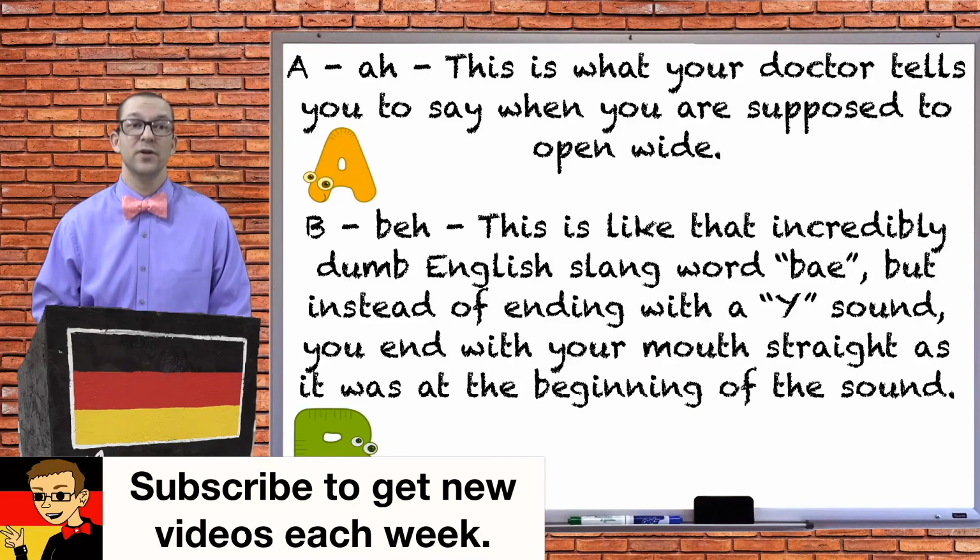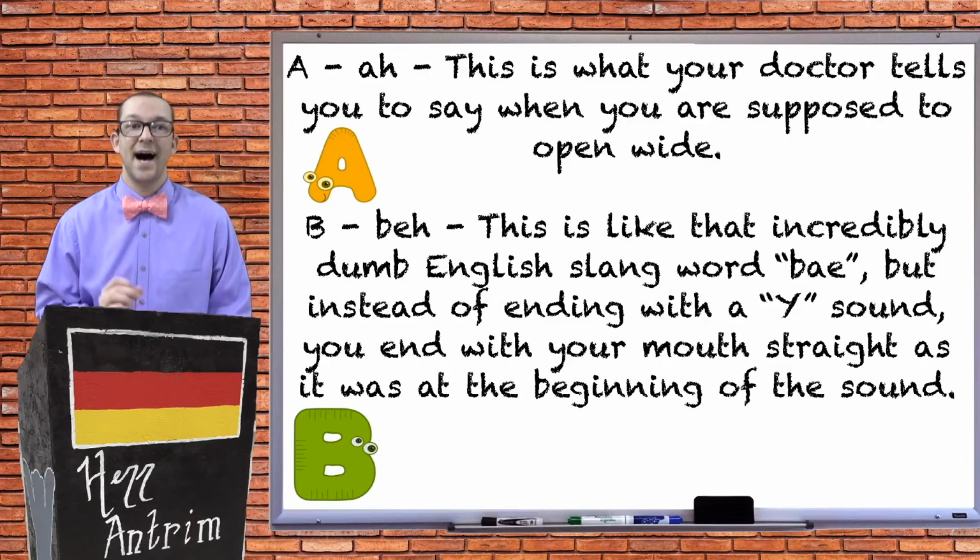We're going to start off with the pronunciation of the German alphabet. First one, of course, is ah. This is what you say to your doctor when he tells you to open wide. Next up, B.